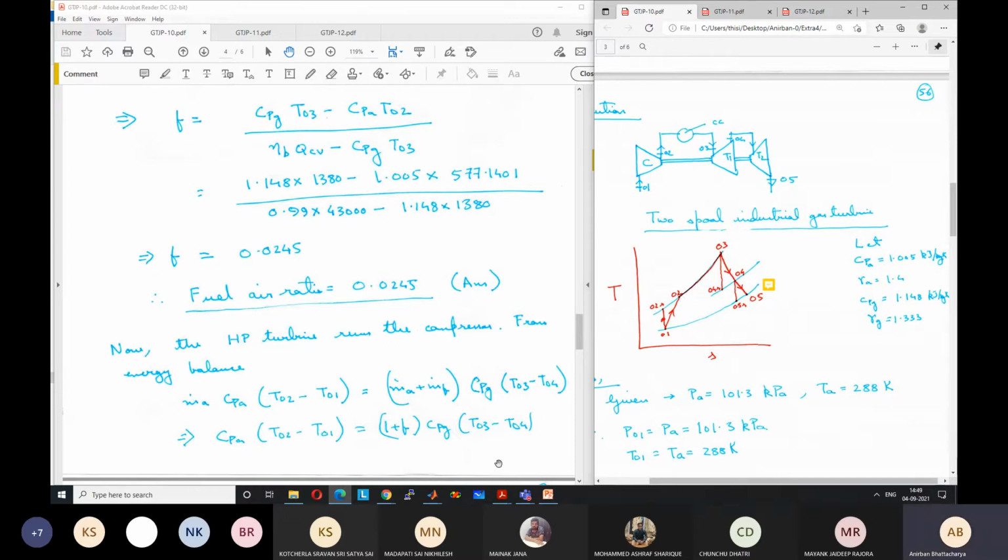So the work output from the turbine is m dot a plus m dot f, the total mass flow rate in the turbine, into Cp of gas into T03 minus T04. This is equal to m dot a into Cp of air into T02 minus T01.